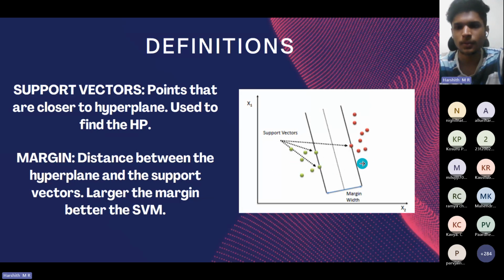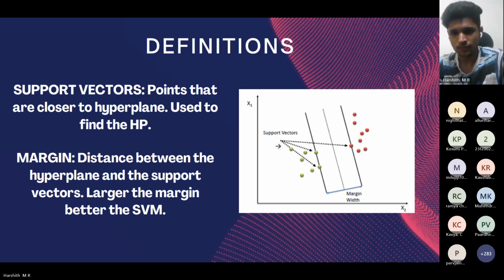One more definition is margin. Margin is the distance between the two support vectors. So this is the margin. Ideally, while training our SVM, what we want to do is maximize this margin as much as possible. So that would be our main aim in support vector machines. The main aim would be maximizing the margin.